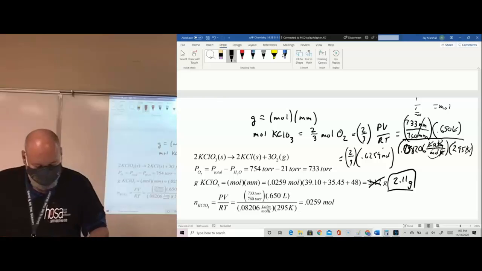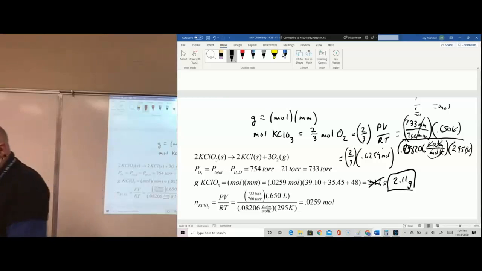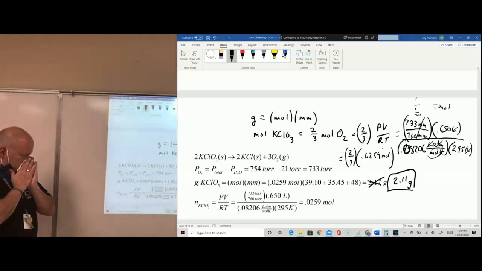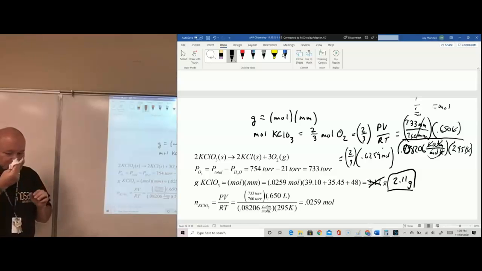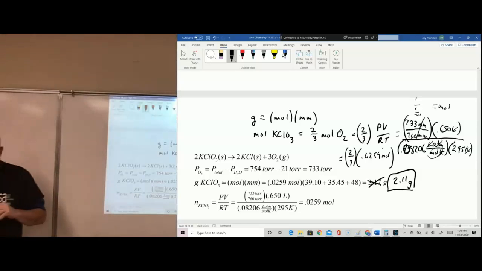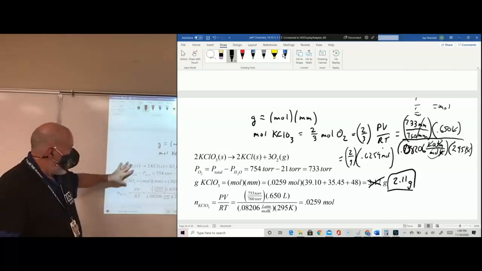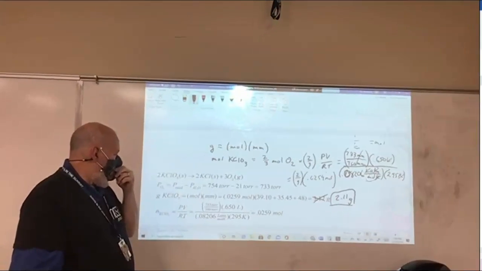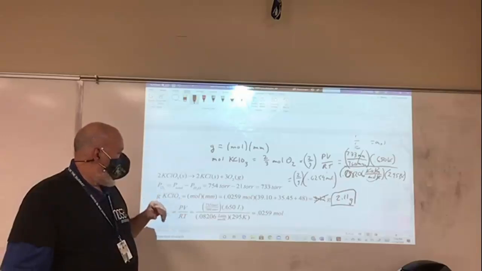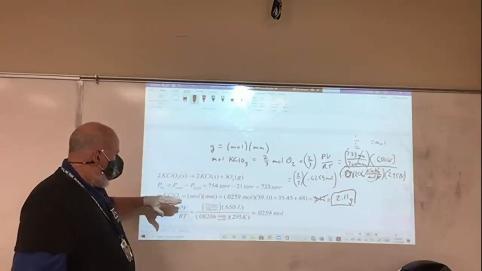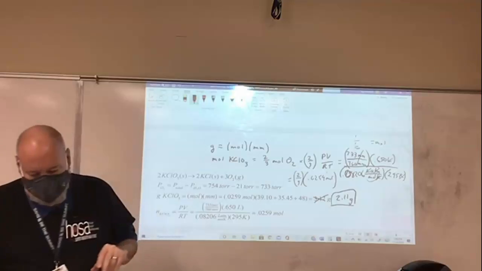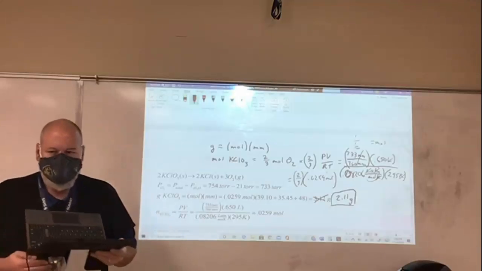Okay. So that gave me an opportunity to show you what a mistake in a problem like this might look like. Okay. I should not have used moles times molar mass here. I should have used 2/3 times moles of oxygen times molar mass. Any questions about that?